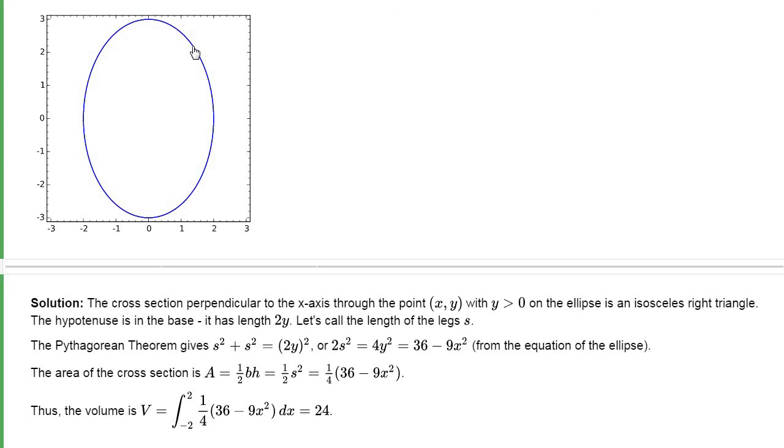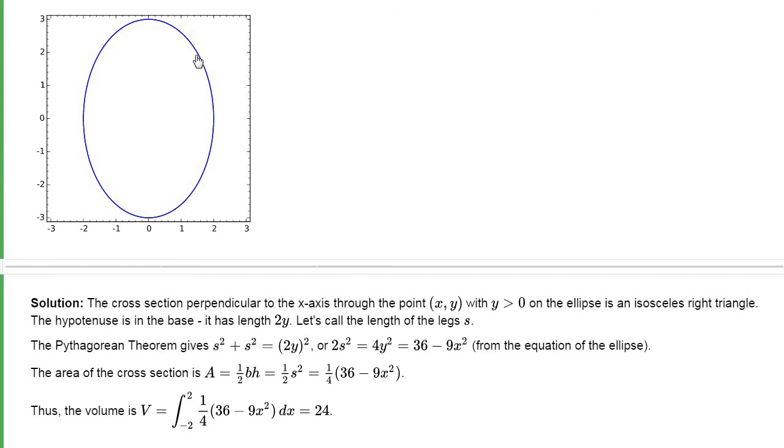The y value is some y greater than 0. I'm not going to take this one down here that has the opposite of that, that would be the negative y. I'm going to take a positive y right here. So this is the point (x, y) where my cross-section borders the base here. That cross-section is an isosceles right triangle. The hypotenuse is in the base. So what's the length of that hypotenuse?